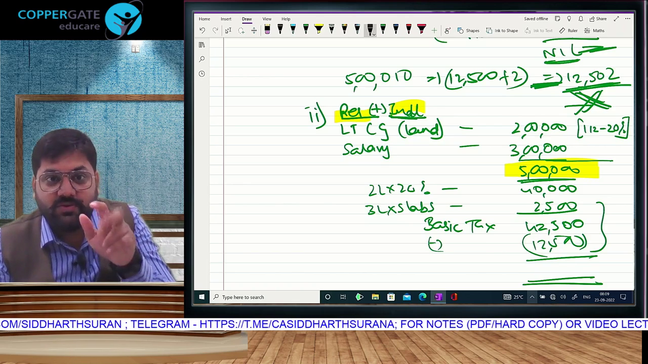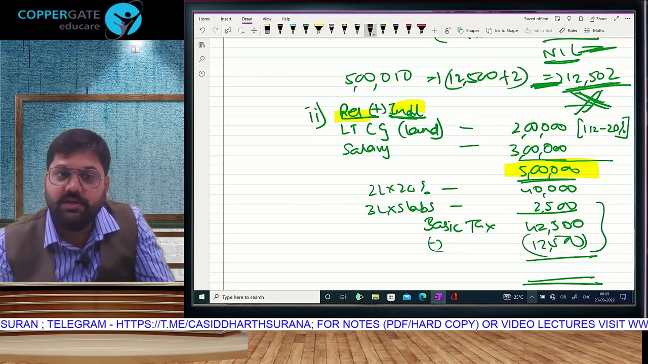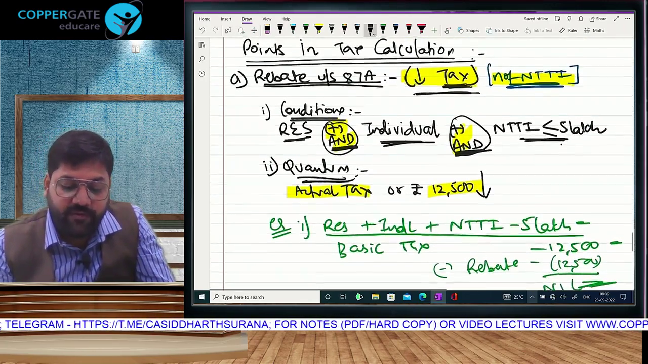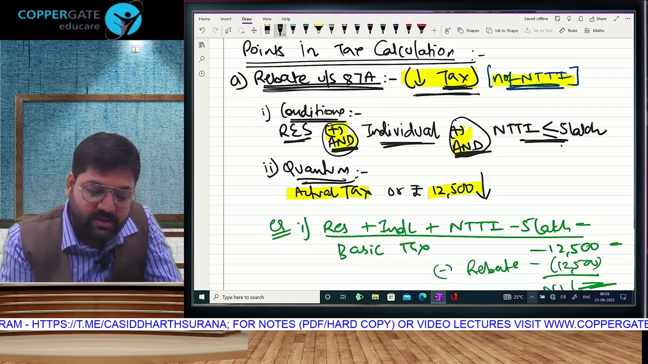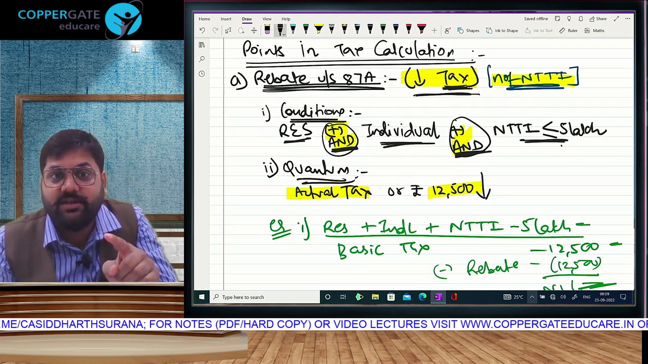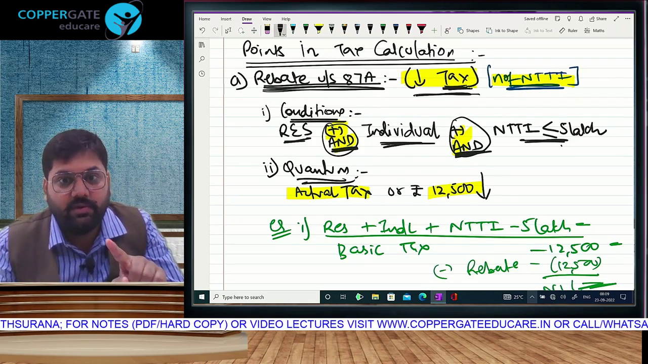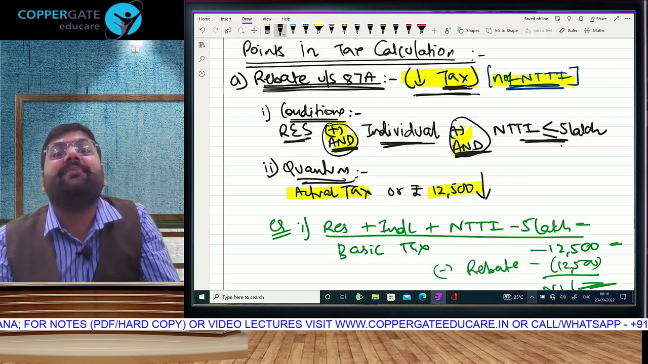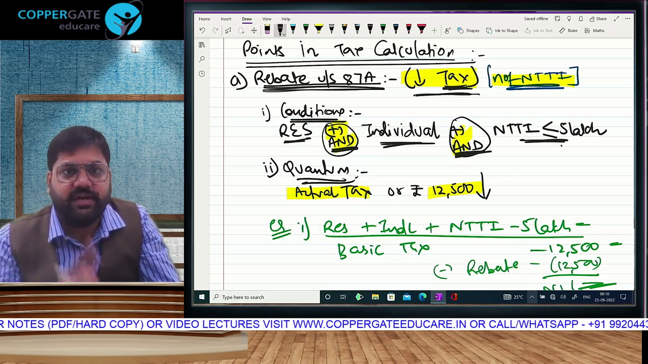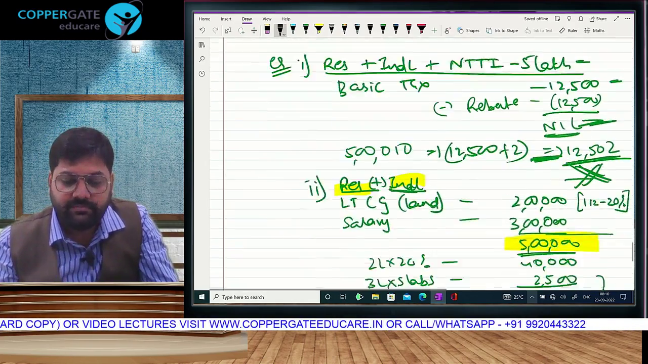Resident, individual, income up to 5 lakhs, actual tax or 12,500, whichever is lower. That was our first concept in tax calculation, the concept of rebate. Just a quick reminder, we are doing tax calculation of individual. We did slabs, but some incomes had special rates that we are yet to learn. After slabs also we have only basic tax. Basic tax will undergo change. First change is rebate, rebate under 87A. Are we done with this?